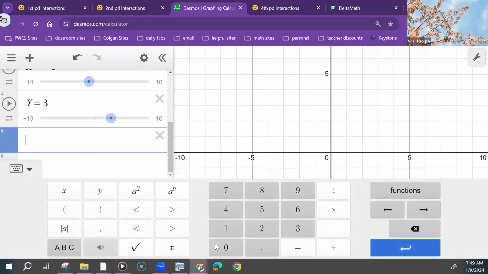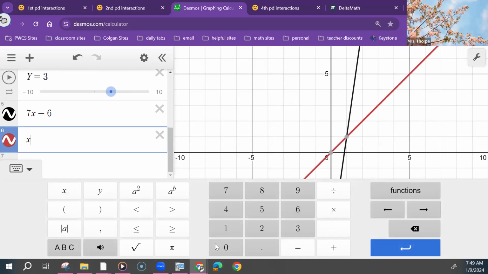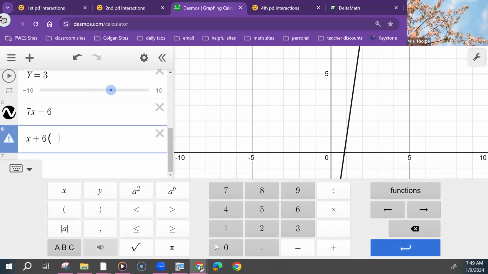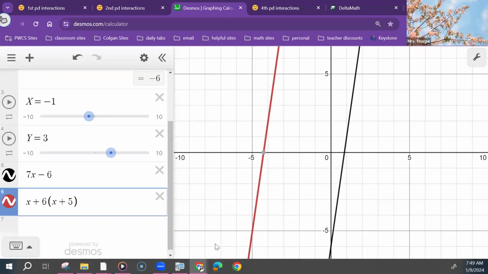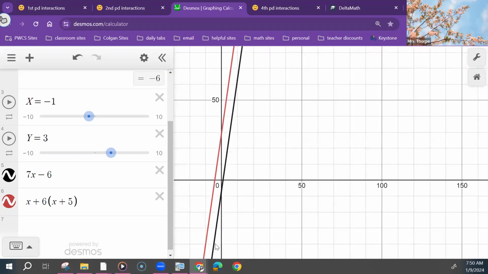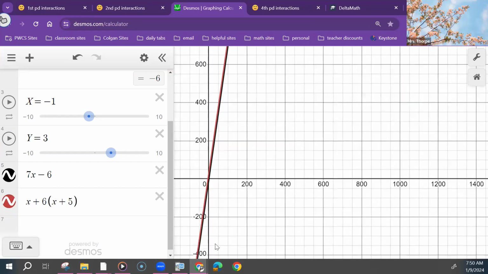For number 3, if we type in the entire thing, 7x minus 6. Actually, I'm going to type them in separately, because if I type them all in, you won't see anything. But if I type both sides in, I can see that these two lines are never going to cross. So that would be a no solution case, and we're going to talk more about that later.